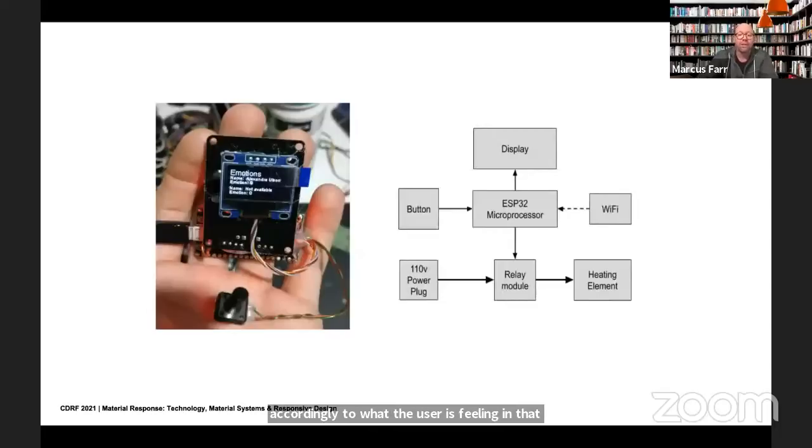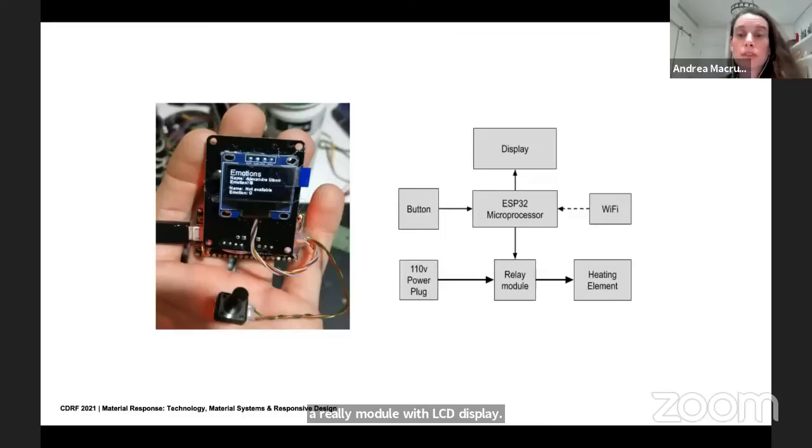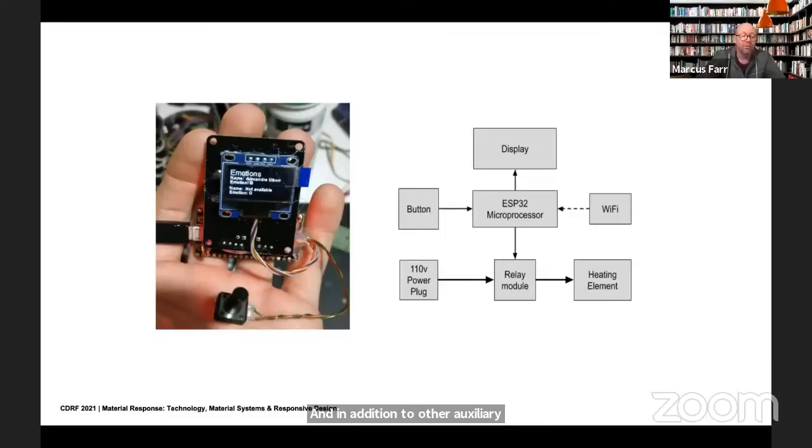And the hardware consists of a heating element shown here, a microprocessor, which is connected to Wi-Fi, and a relay module with LCD display, in addition to other auxiliary components. To receive the information, the microprocessor, which is an ESP microprocessor, can be connected to the internet with a Wi-Fi network and used to communicate directly with our UpMood server. And once emotions are received from the server by the microprocessor, they're shown on the display directly, and then the heating element is activated or deactivated by the relay module, and that's reflected in the project.